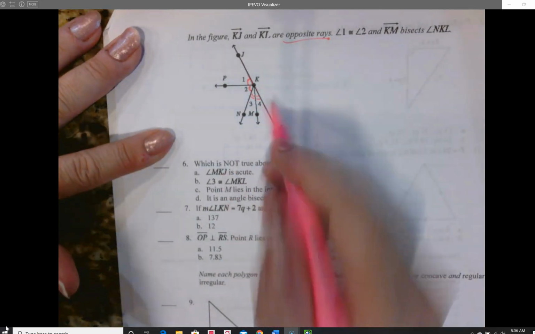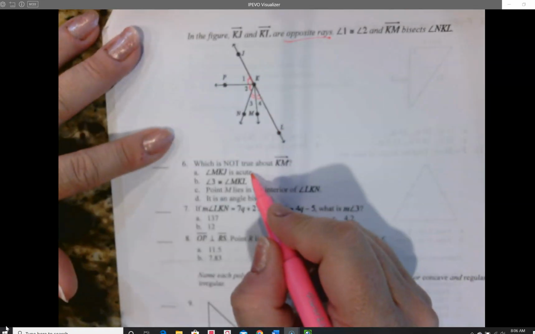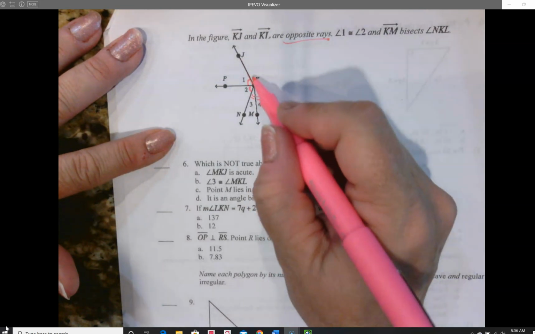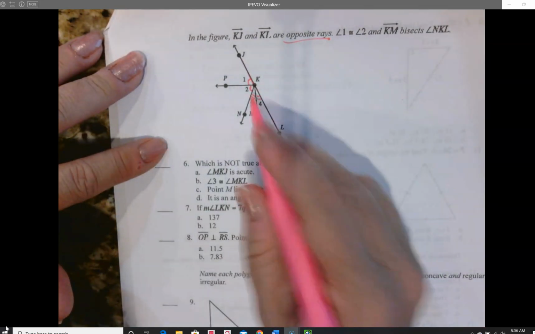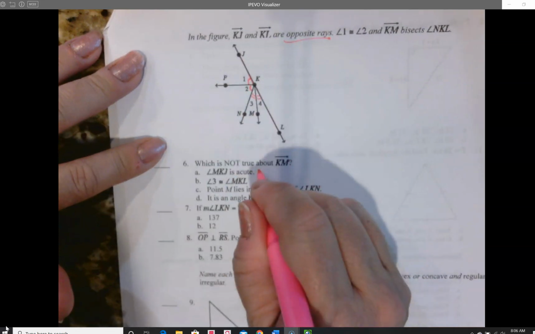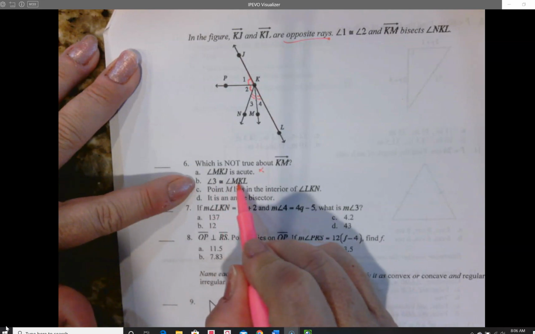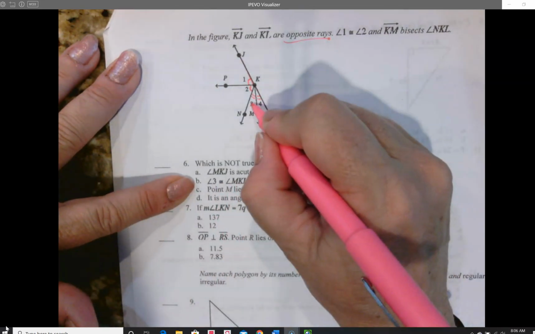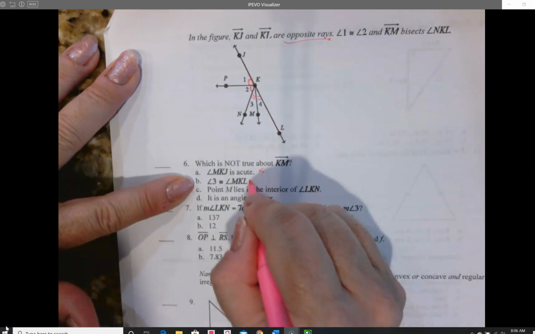So angle MKJ is acute. Well, I haven't solved and found out what all of these are equal to, but it sure does not look acute. It looks obtuse. So I'm going to rule that out. Angle 3 is congruent to MKL. I think that is true.